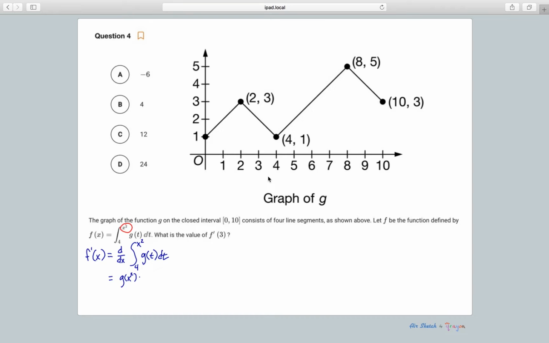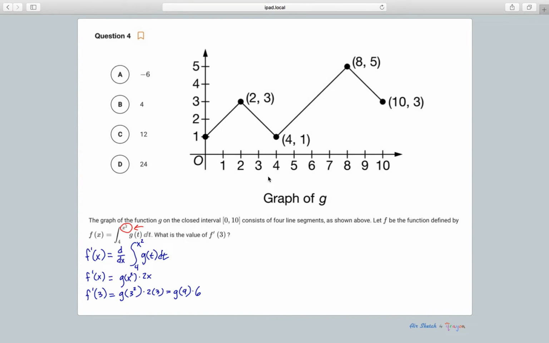I'm going to multiply that by the derivative of the inside function, and again, the inside function being my x squared, so the derivative of that is 2x. Okay, so there's my general derivative, f prime. Now we can go back in and go, all right, so f prime of 3 is then g of 3 squared times 2 times 3, which is g of 9 times 6.